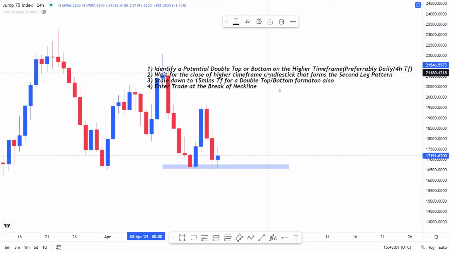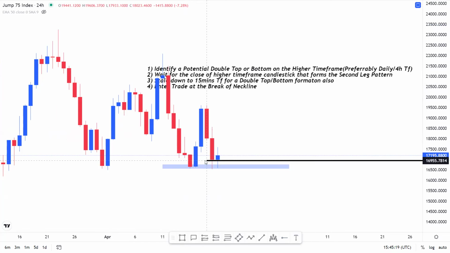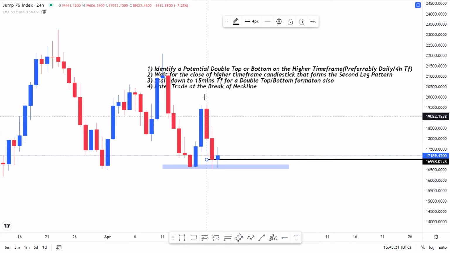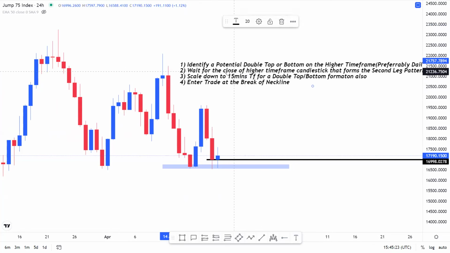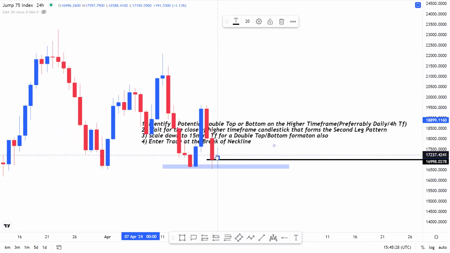Wait for the close of the higher time frame candlestick. So if you had waited for the close of the daily time frame candlestick, you'd have seen we had closed as a nice, what? As a perfect rejection from the level. So we have what? The first two rules have been passed on this very setup right about here. So we have a rejection. We have the close, the second leg of the double bottom pattern, nice rejection at the formation of the second leg.